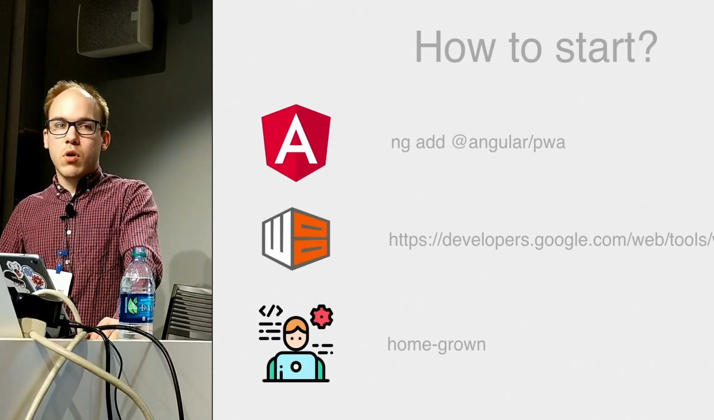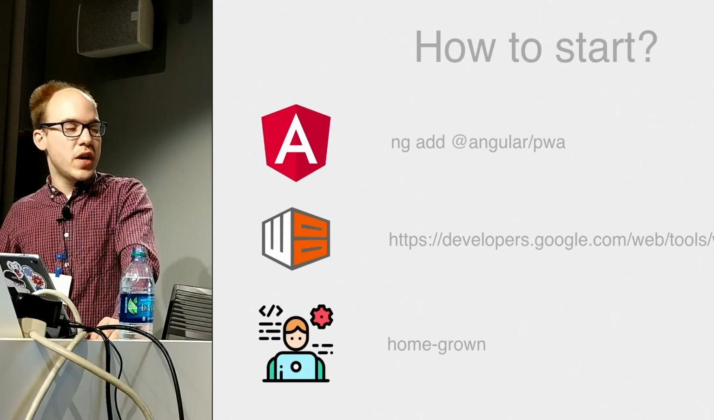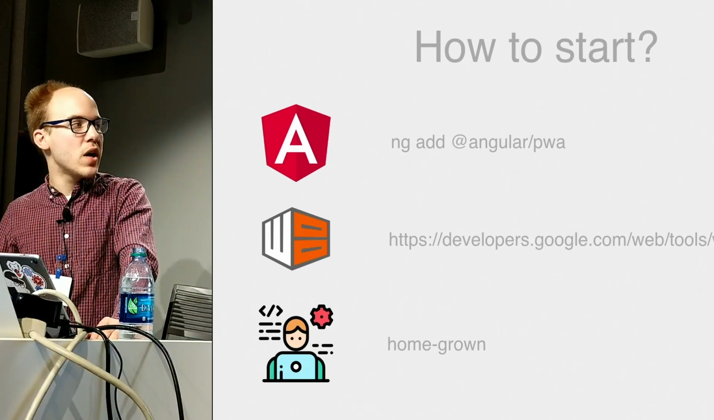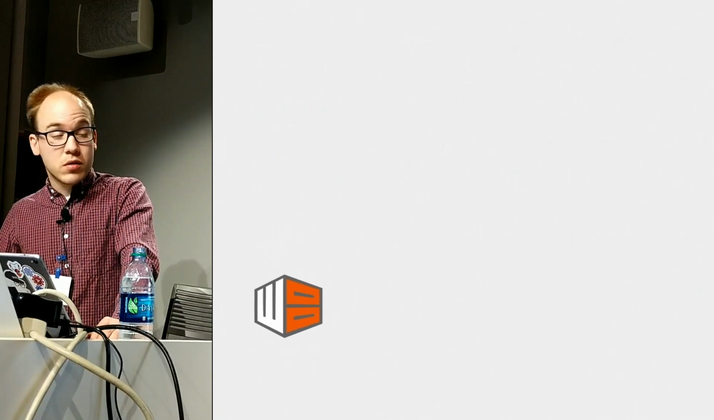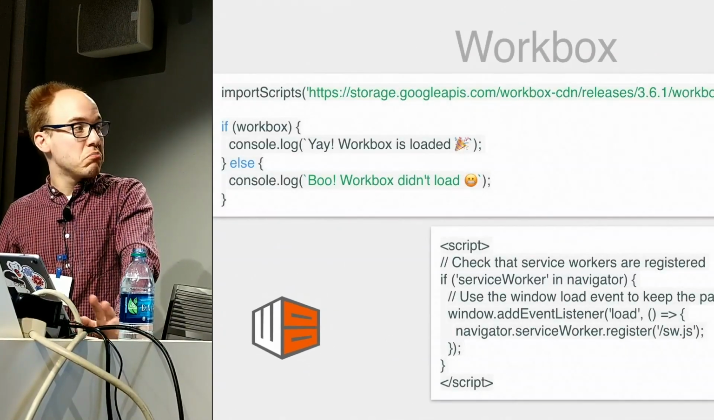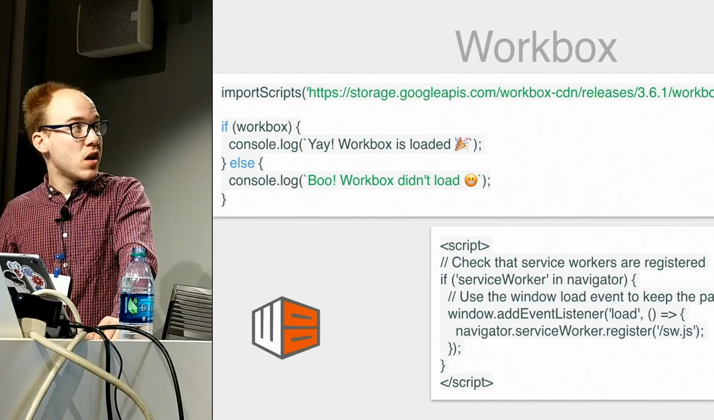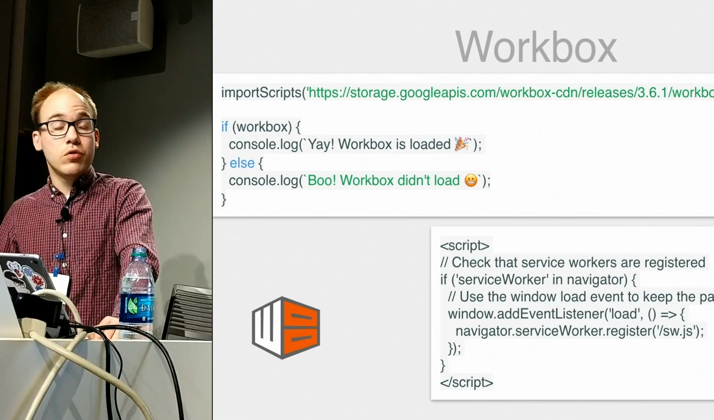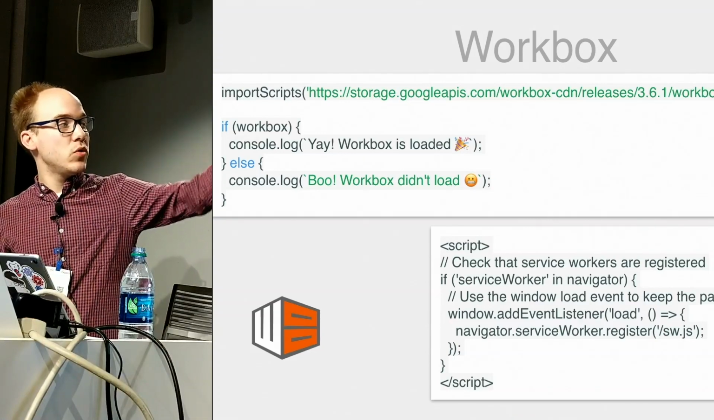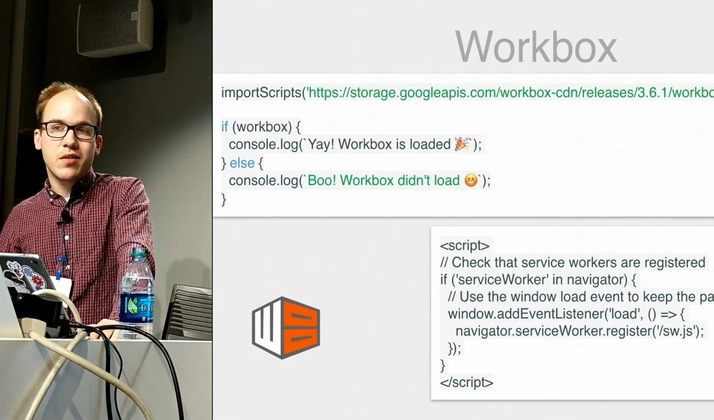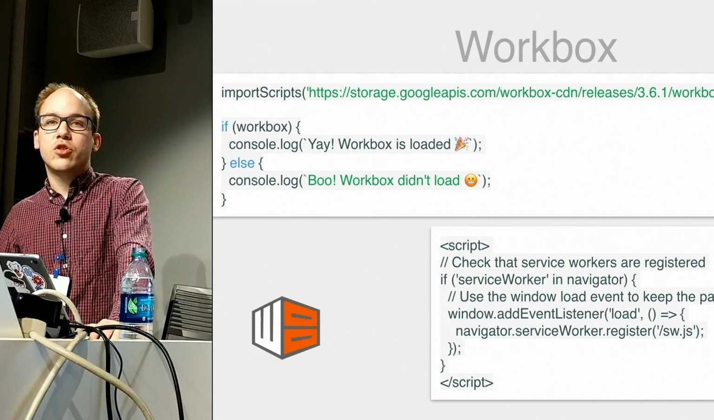Because code for Service Worker is quite complicated and you can really run into troubles quickly. With Workbox, the start is easy as hell. So what you need to do, you just need to prepare the first snippet which you could see here. Let's say that this is the serviceworker.js file.